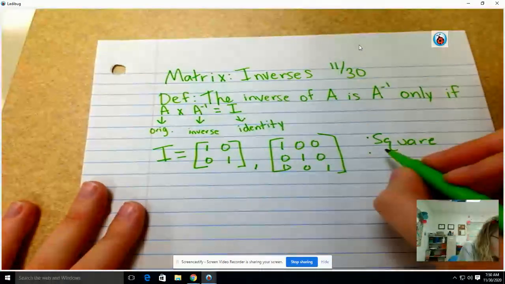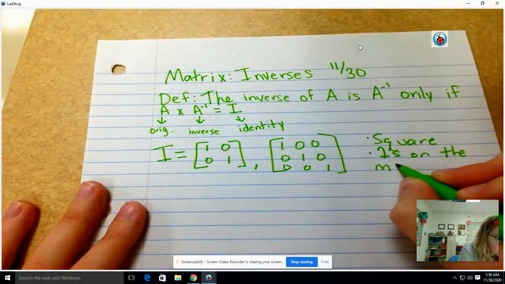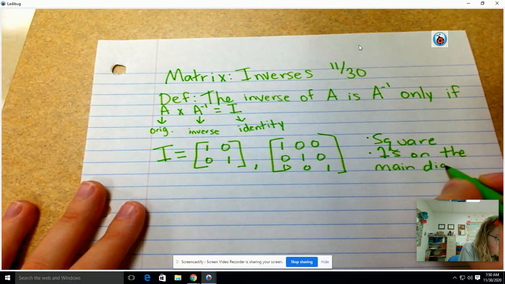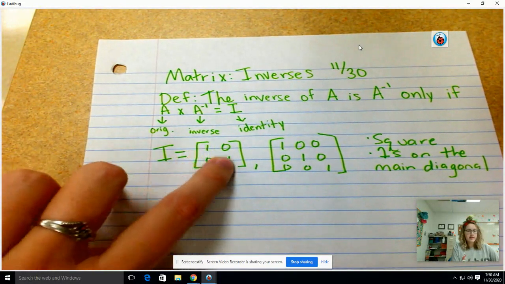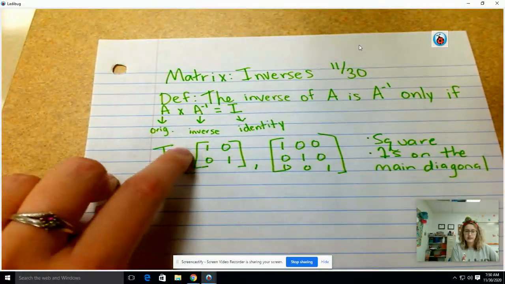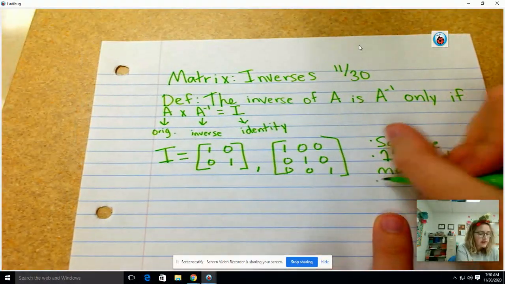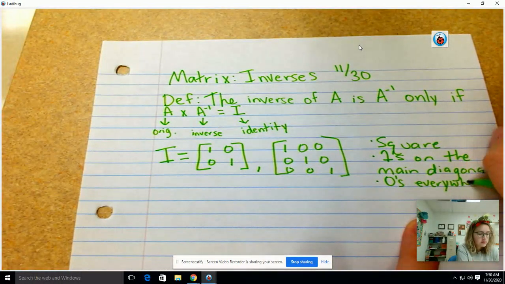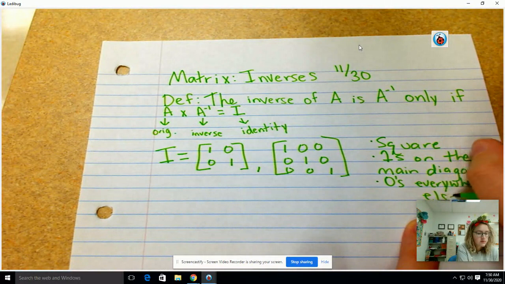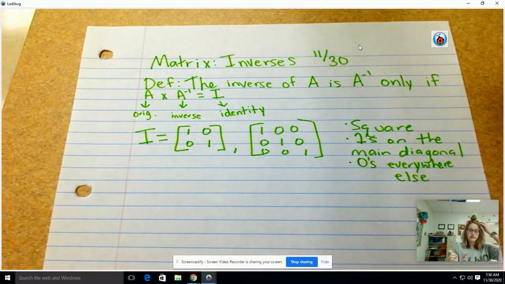As well, it has ones on the main diagonal. The main diagonal is where you start with your first term and follow that diagonally. So here we have 1 and 1, then 1, 1, 1, 1. You have ones on the main diagonal, and then you have zeros everywhere else. Y'all can't see that on the picture, but you have zeros everywhere else. So that's how you know if this is an identity matrix.